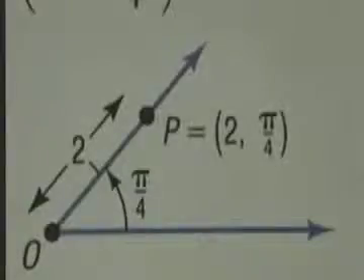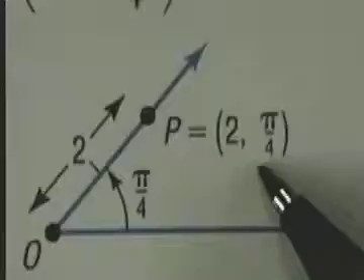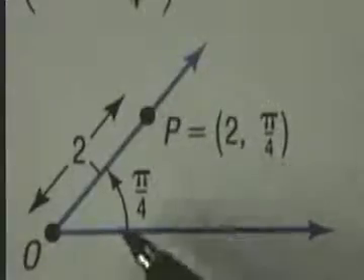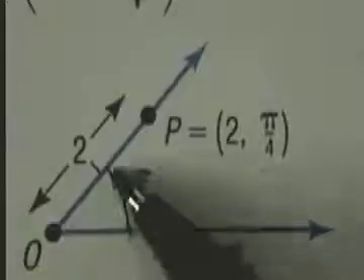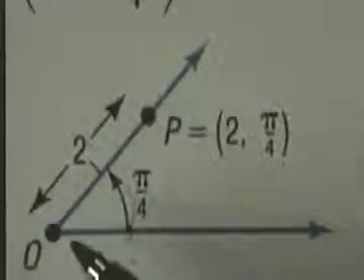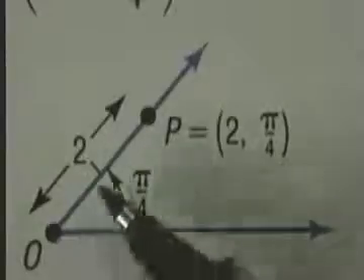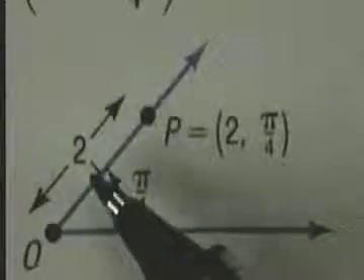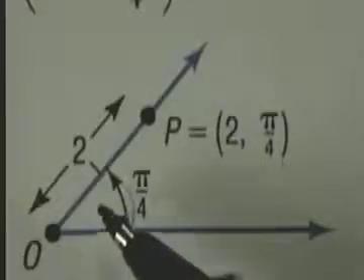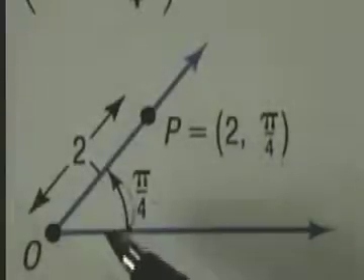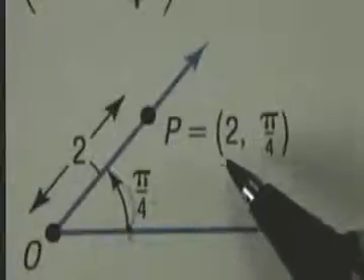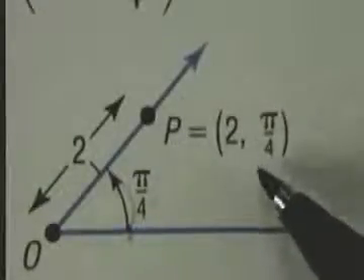What we have drawn here is the point 2 comma pi over 4. We should recognize that the angle from the polar axis to the terminal side is pi over 4 radians. The distance from the pole to the point is 2 units. Because there are an infinite number of angles that would have this as its terminal side, there are an infinite number of ways of representing the point 2 comma pi over 4.